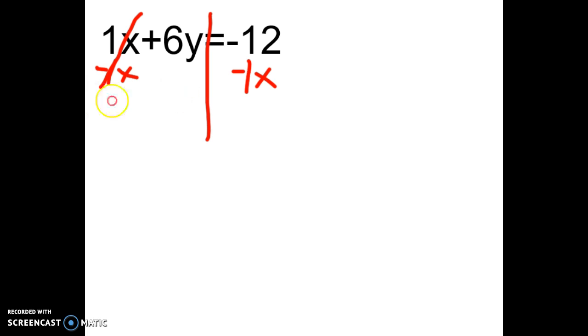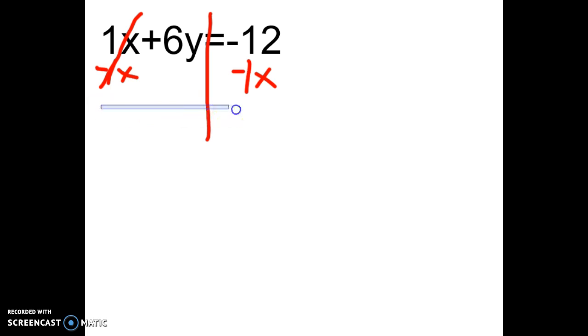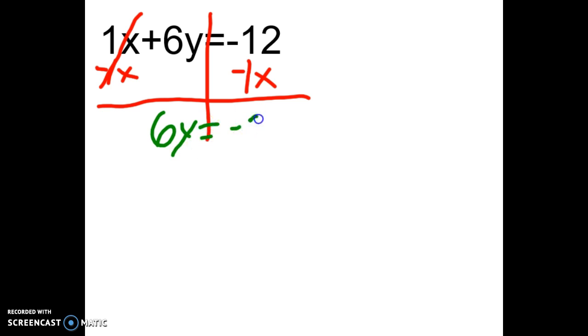Okay? Then you bring down what you have left, and I have this positive 6y equals negative 12 minus 1x. And the reason why I write this out is because 12 and negative 1x are not like terms, so I can't combine them. The next thing you do, this 6 is being multiplied by this y, and I want to get the y by itself.